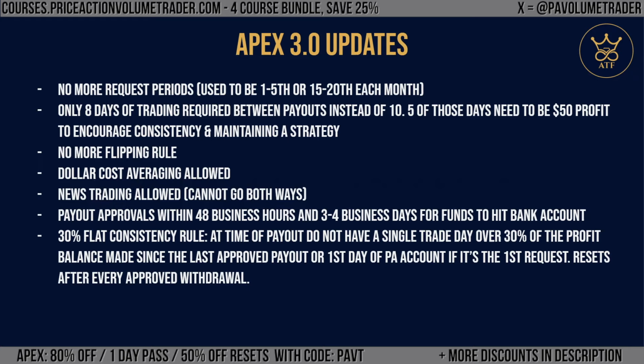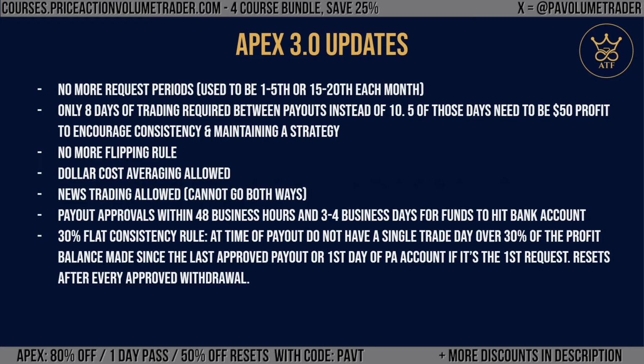There's no more flipping rule. Dollar cost averaging is allowed. News trading is allowed. However, you cannot be going both ways. So if you have 2 accounts and you're going long on one account, short on another account, that is obviously not allowed. Payout approvals within 48 hours. So they're really trying to get those approved very fast, and 3 to 4 business days after you've been approved for the funds to hit your bank account or whatever withdrawal method you have.